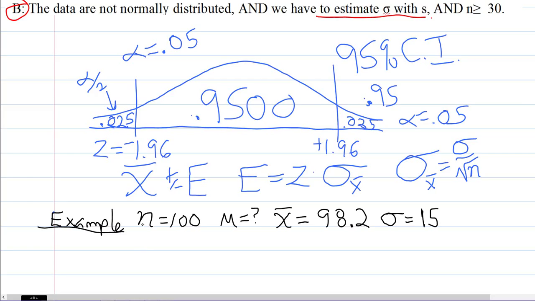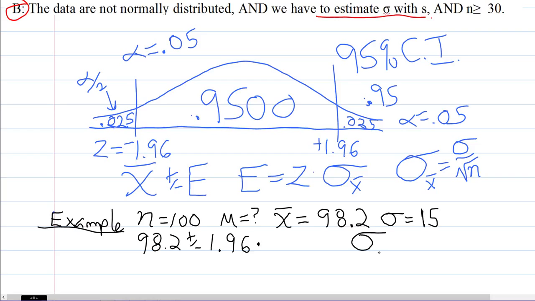It's the sample mean, 98.2, plus and minus. We're going to add and subtract something from this sample mean to make an interval. And the z-score, 1.96. And it doesn't matter if we use the minus 1.96 or the plus, because we're adding and subtracting this. So z times the standard error. Well, what is the standard error going to be? Well, we have to calculate that.